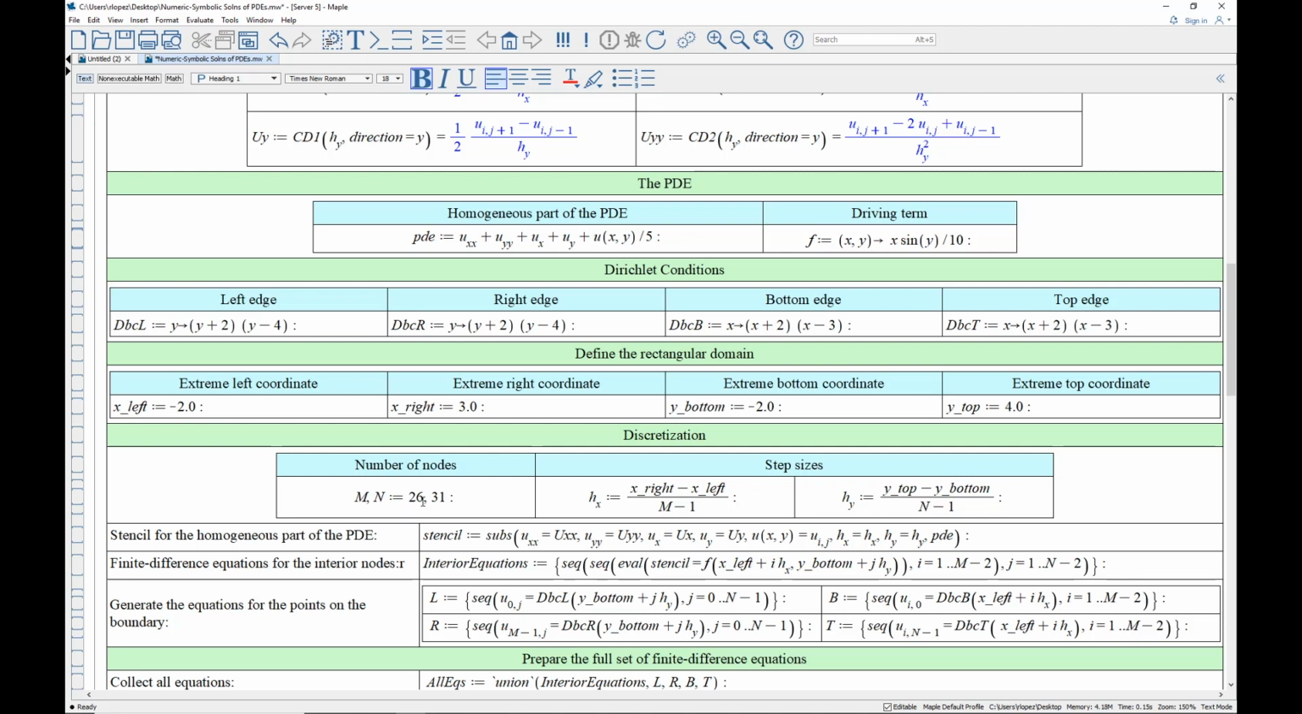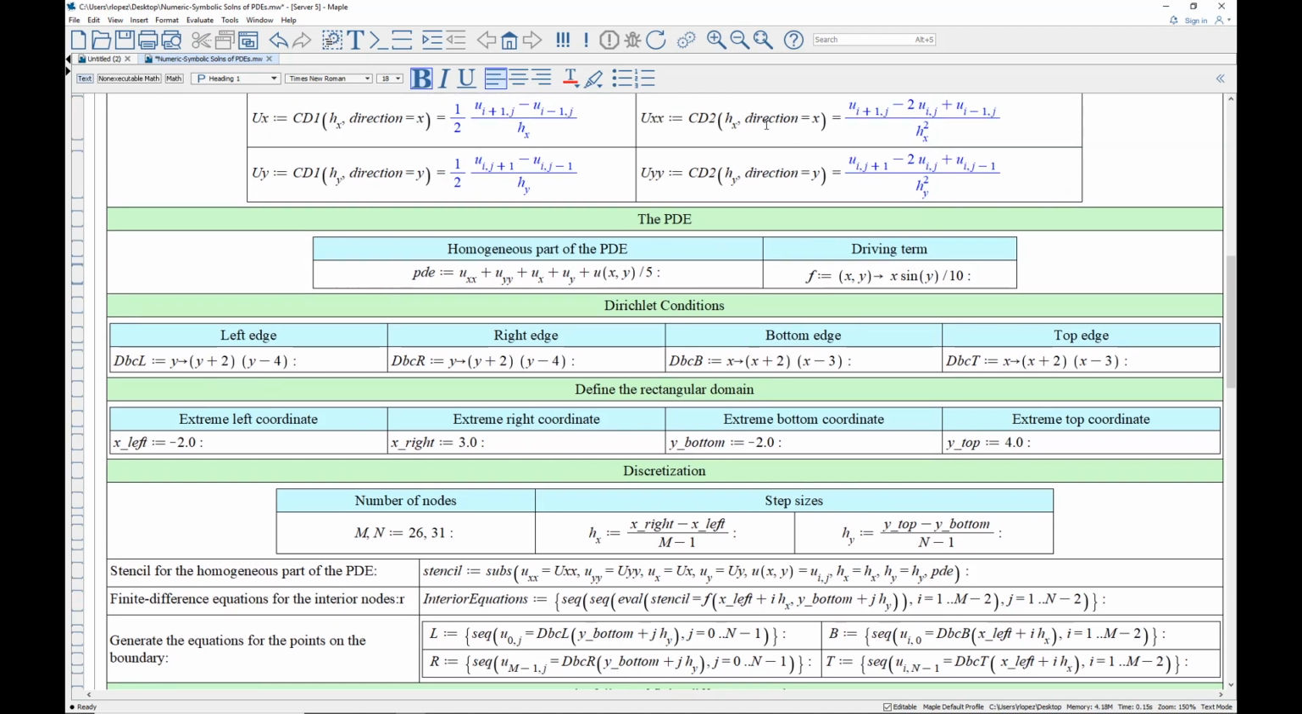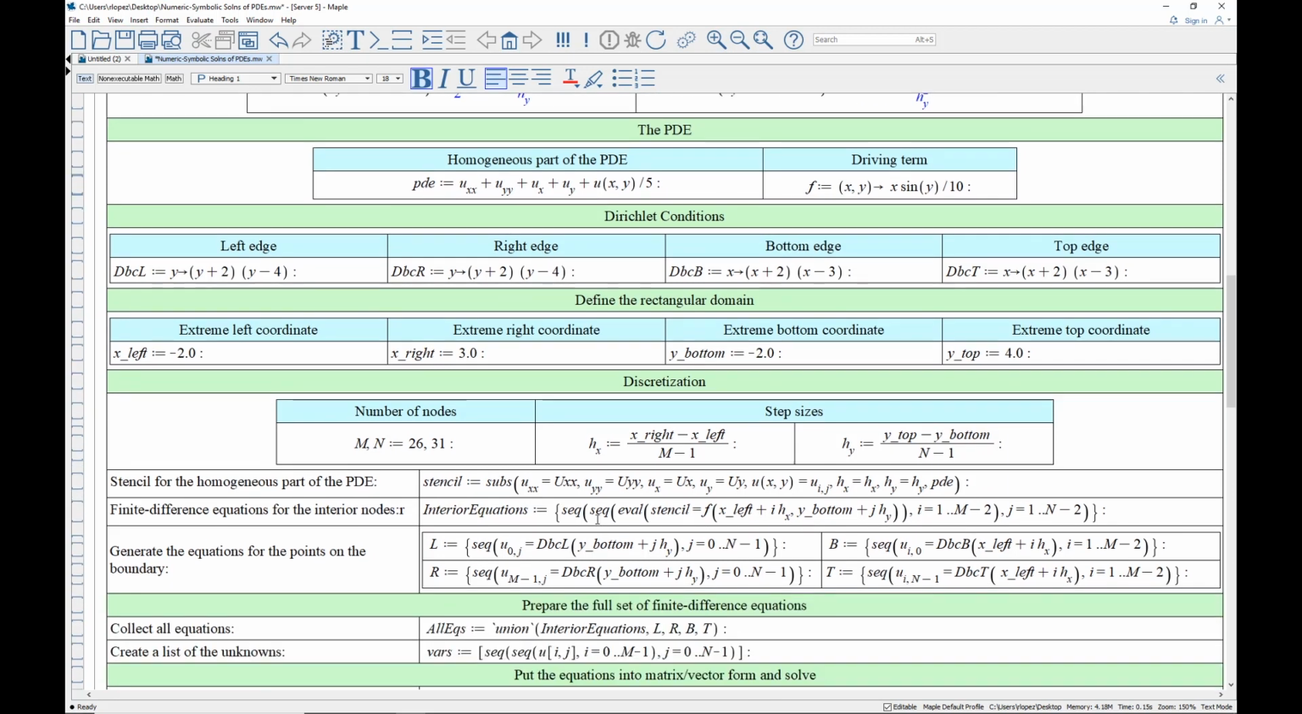Number of nodes, 26 in the x direction, 31 in the y direction. Step size in the x direction, step size in the y direction. Let's build the stencil for the left-hand side of the differential equation. So wherever I see uxx in PDE, I replace it with the O of h squared central difference for second derivative, and so forth. Uyy, ux, uy.